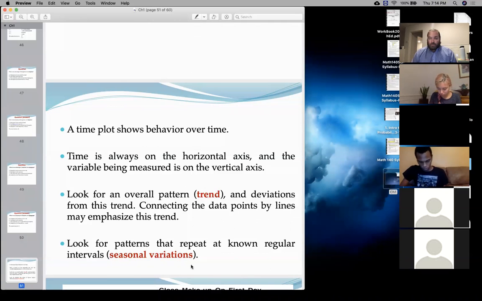What are we doing? We are looking for an overall pattern, what we call a trend. We're looking for deviations from the trend. And usually we connect the data points by lines so that we can emphasize the trends. And we're looking for patterns that repeat. If you're into the stock market, maybe you'll see, hey, every winter this goes up and every summer this goes down. You have this seasonal variation that you might want to take advantage of.